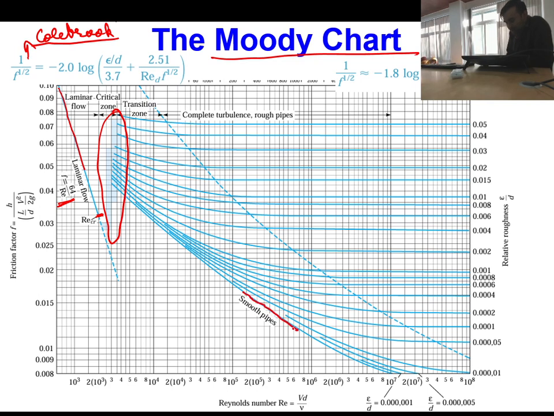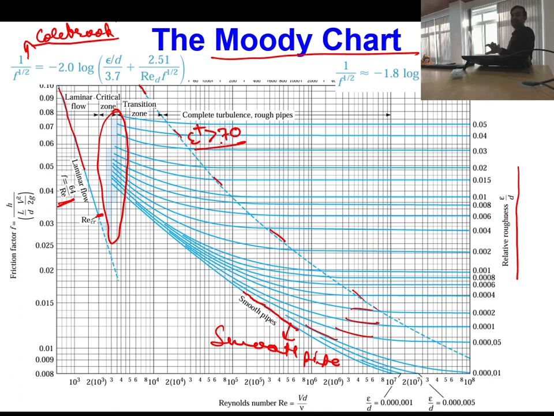So the bottommost line is for smooth pipe, and the multiple lines above are nothing but corresponding to different values of relative roughness, different values of epsilon by d. Okay, and on this Moody's diagram I have one dashed line, and this dashed line shows the demarcation, which is basically epsilon plus greater than 70. Beyond this I have dependence only on the roughness, not on the Reynolds number.